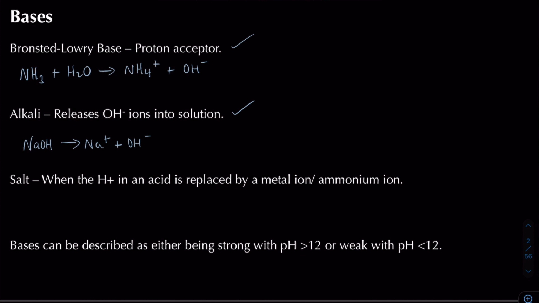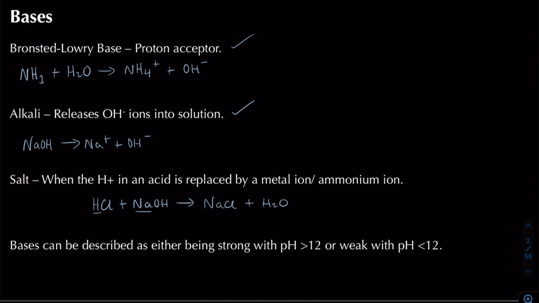Now, let's say if I were to take an acid like HCl and react that with sodium hydroxide, which is going to be aqueous in both these two cases, we form something called a salt, and that's when the H plus of an acid is replaced by a metal ion or an ammonium ion itself. And so we can form a salt over here, which is going to be sodium chloride, and then we can also form some water as well.